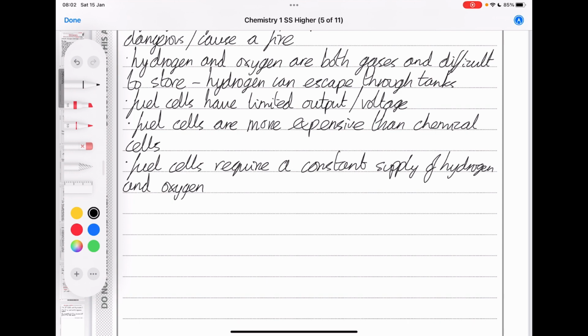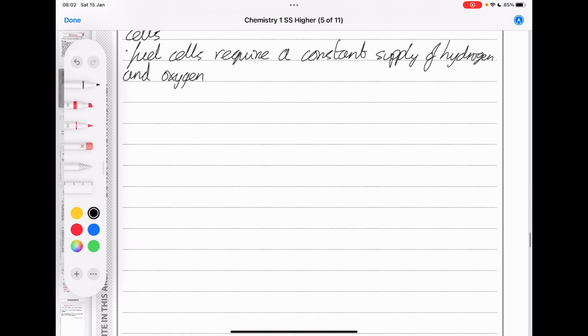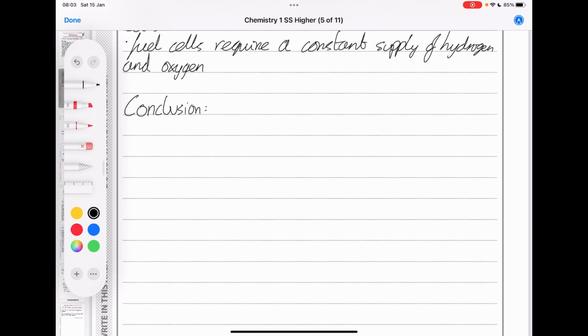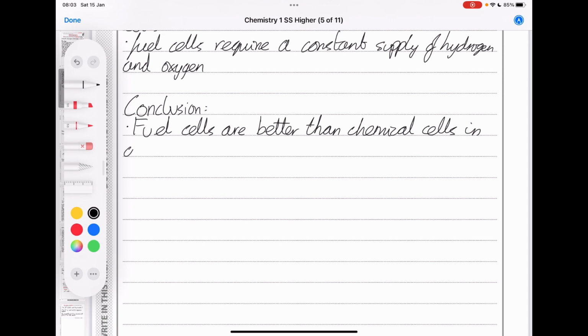So, lastly, the conclusion. And it doesn't matter which way you went with this, either side is acceptable, providing you gave a valid reason. So I think most people would say a fuel cell is better than chemical cells. In a spaceship. Not everywhere.